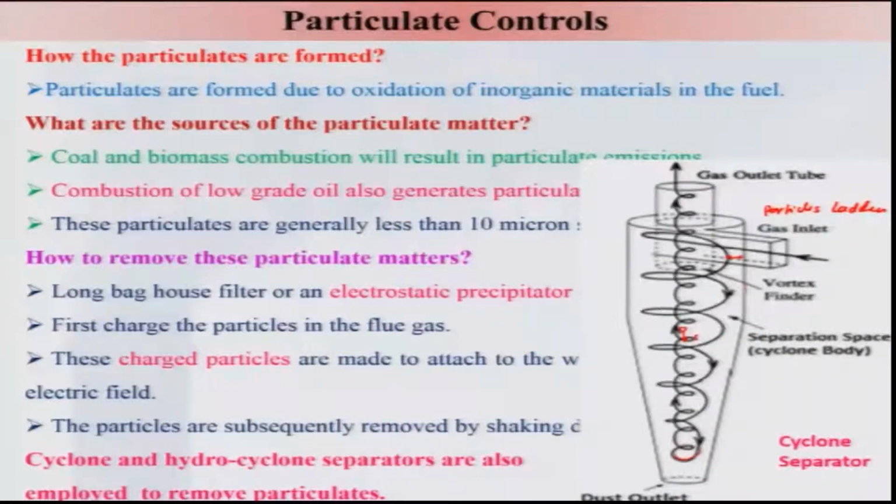And once this particle is there, then you can really remove this particulate, and the particle free gases can go out. The efficiency of this cyclone separator is basically around 95 to 98%, which is quite good. And when a liquid is being used, the hydrocyclone separator is being used. So, these are the ways by which we can really control the emission from the combustion system.